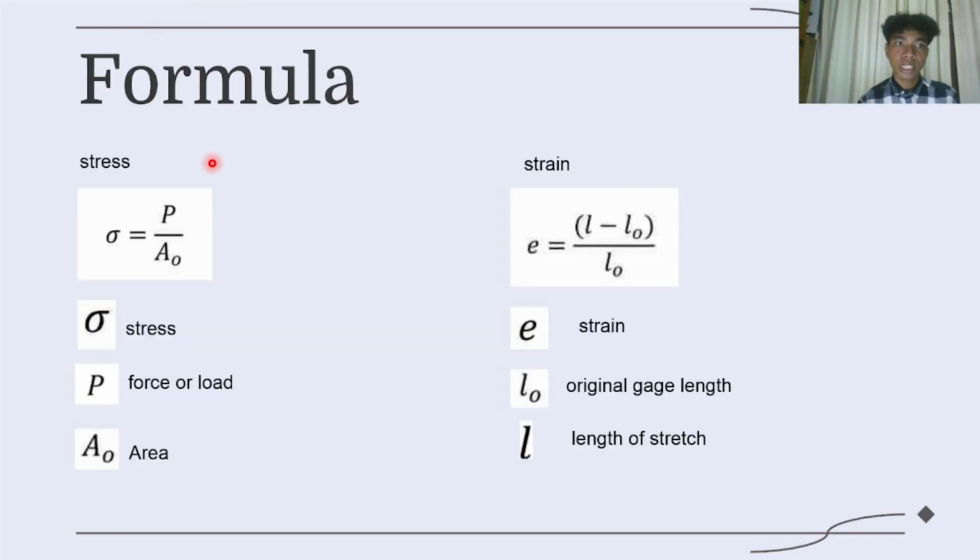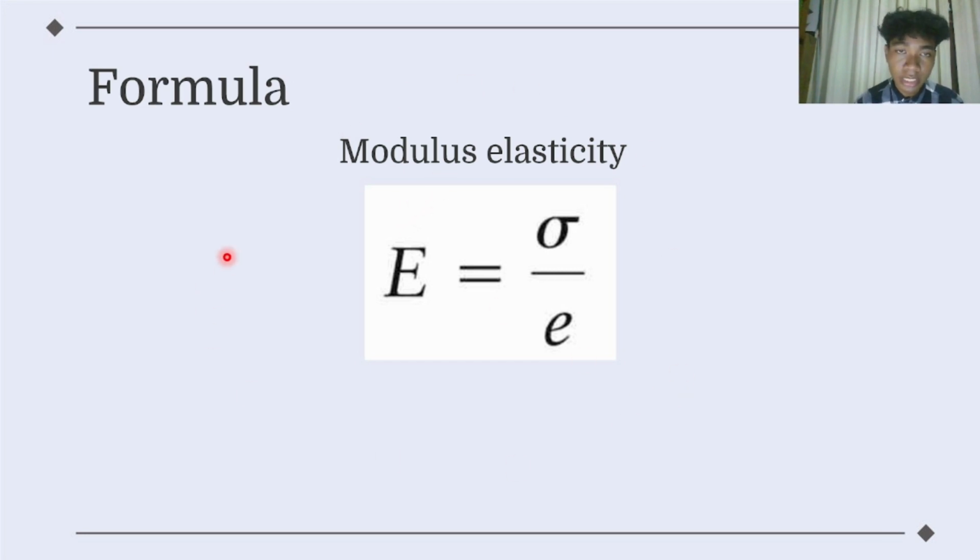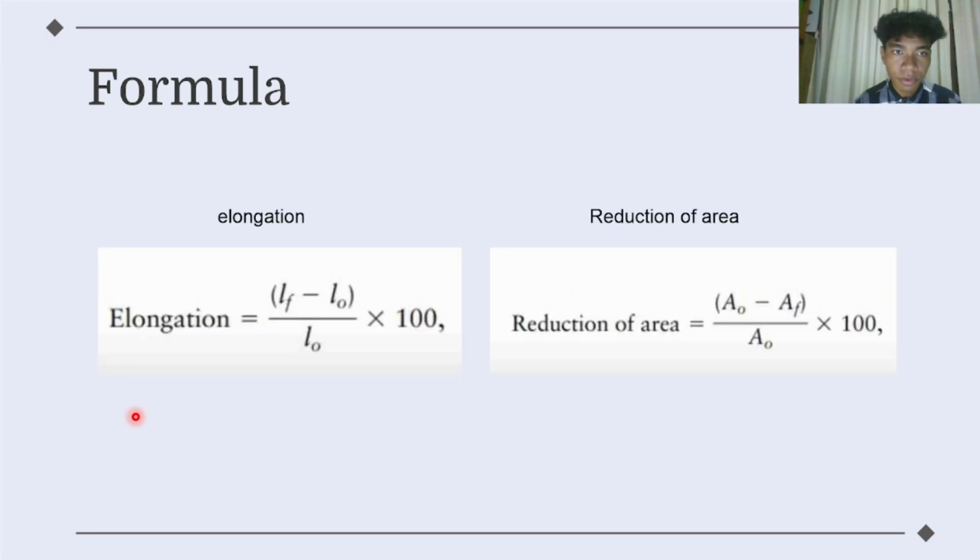This is the formula. The stress formula is arranged with force or load divided by area, and the strain is L minus LO divided by LO, which L is length of stress and LO is original gauge length. And this is the modulus elasticity, E equal to stress divided by strain. And this is the formula.